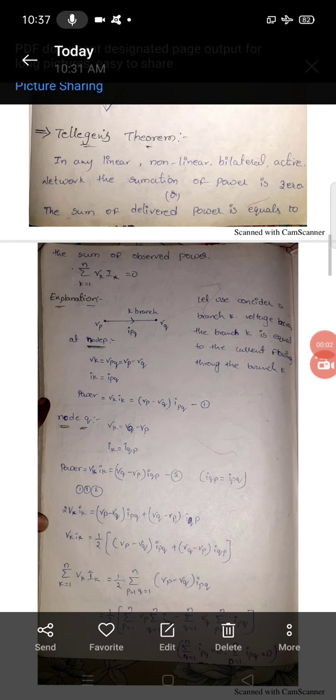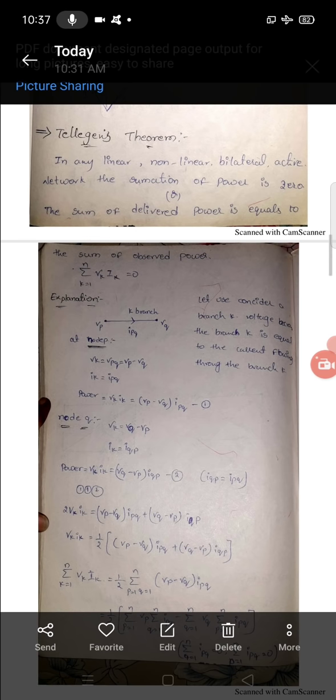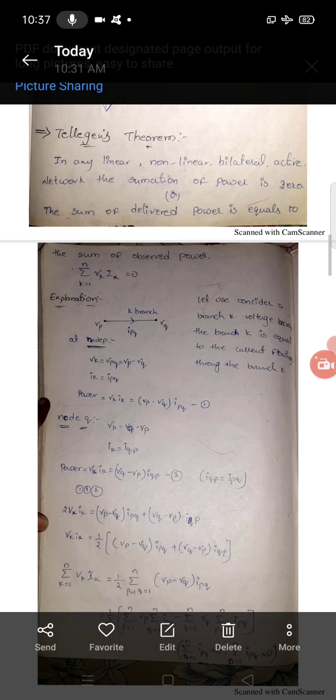Good morning, students. Today we will discuss Tellegen's theorem. The statement of Tellegen's theorem: in any linear, non-linear, bilateral, active network, the summation of power is zero. In other words, the sum of delivered power is equal to the sum of absorbed power.